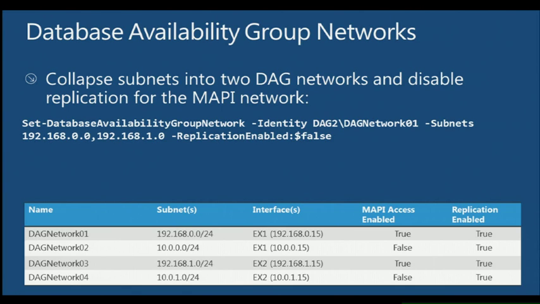So I run this first command, and I specified that the subnets for DAG network 01 should be those 2 subnets. I have to include both the subnet I want to add and the subnet that's already there, because whatever I put in this command for the subnets will overwrite what's there. So I want both to be appearing, so I have to include them both. Then, because that's my MAPI network, I go ahead and set replication enabled to false. I don't want that treated also as a replication network, because then that least recently used algorithm will kick in. So I'm going to set replication enabled to false and turn that off.